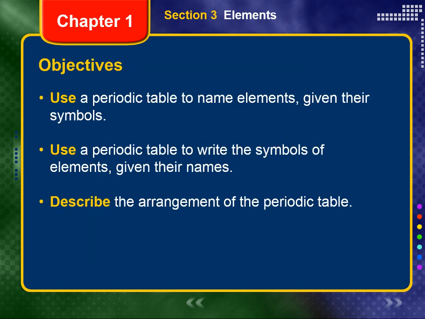At this point, you should be able to use a periodic table to name elements given their symbols, use a periodic table to write the symbols of elements given their names, and describe the arrangement of the periodic table.